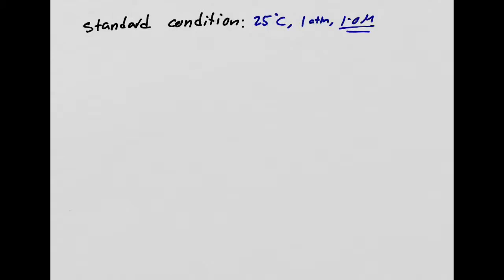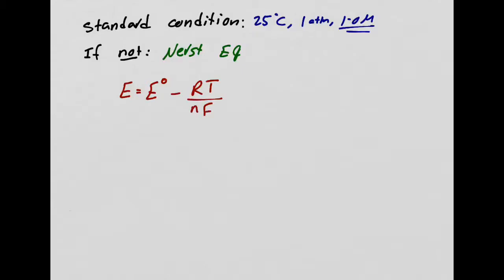Well, what if it's not under standard condition? Then what do we have to do? If it's not under standard condition, we have to use the Nernst equation. What's the Nernst equation? It's going to be E equals the cell potential minus RT over NF ln of Q.